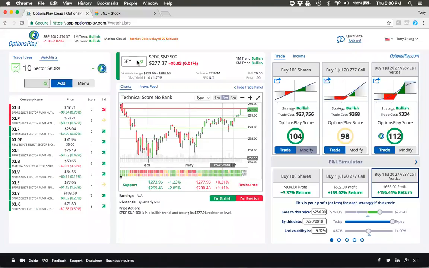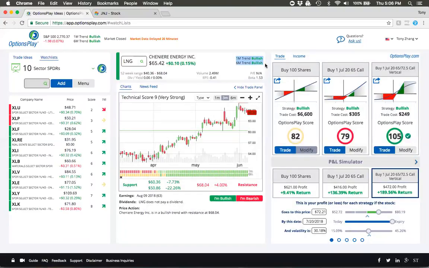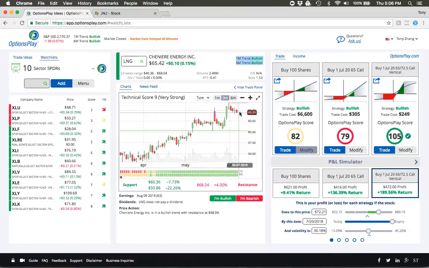Thoughts on LNG. Very strong stock. The 1 month and 6 month trend is bullish. As you can see, it's been bullish for quite some time. So if you are bullish, you are a bit late to this. The stock has rallied from $55 when our indicators turned bullish. It's now trading at $65. That doesn't mean it's too late, especially because the energy sector is still in a bullish trend.